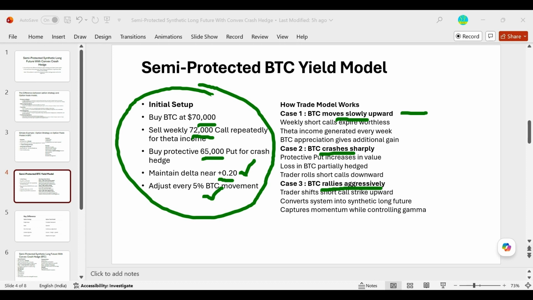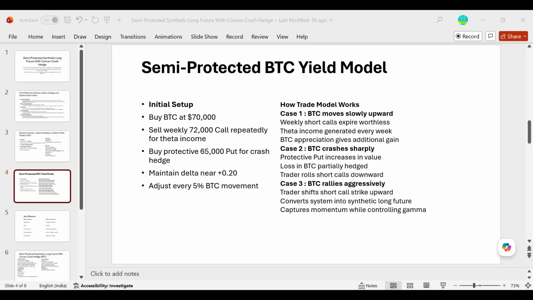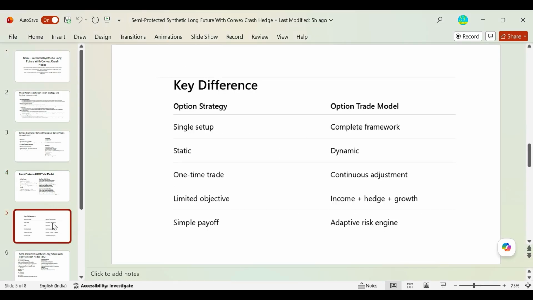So this is how we must think on the strategy front. Strategies are static in nature, with one time entry and one time exit, whereas trade models are a complete framework. One is static, the other is dynamic; one time trade versus continuous adjustment; limited objective versus income, hedge plus growth; simple payoff versus an adaptive risk engine. So these are the differences between an option strategy and an option trade model.